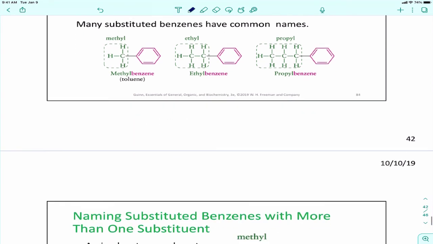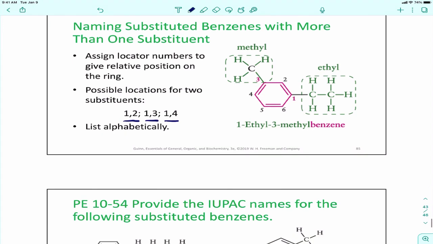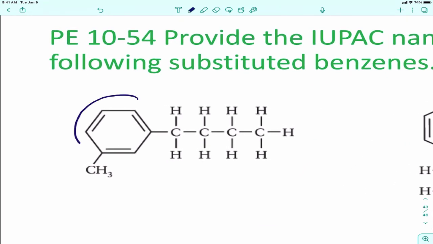The way that we name a substituted benzene is that we assign locator numbers to give the relative position on the ring. Possible locations for 2 substituents would be on carbons 1 and 2, carbons 1 and 3, or carbons 1 and 4. And what we do is list those groups alphabetically. All right, let me give you an example of how this works. Here you've got a benzene ring, and on one carbon you've got a methyl group.